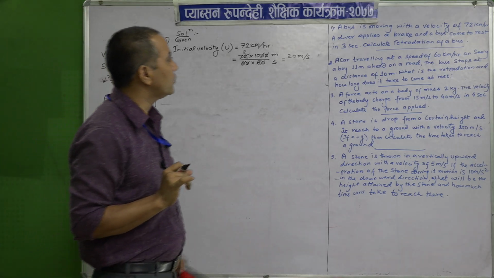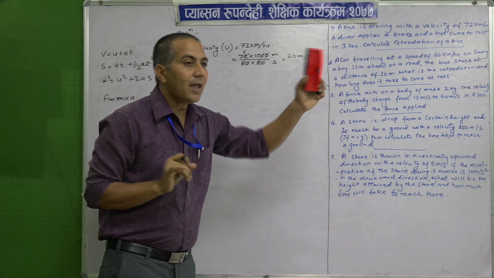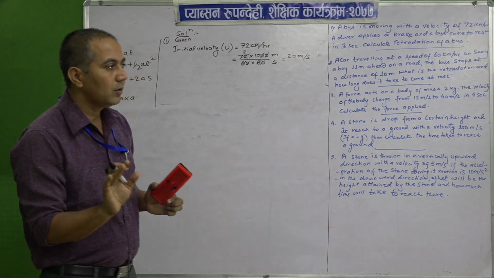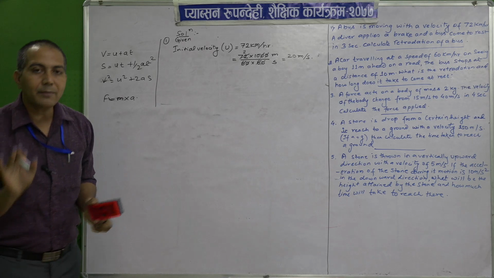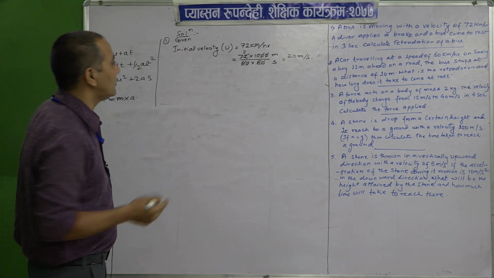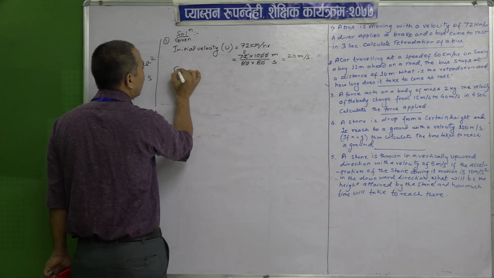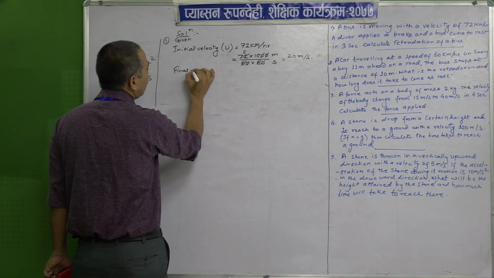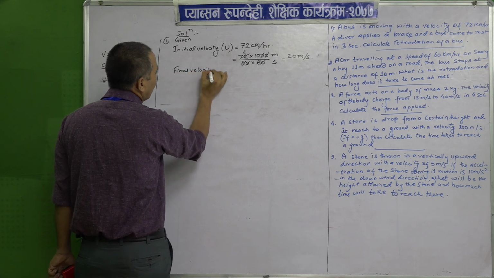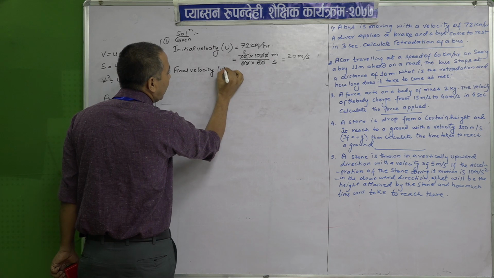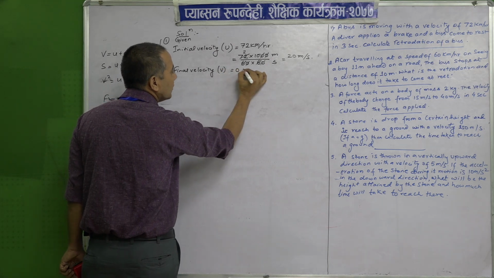Now comes the next one: the driver applies a brake. The driver applies a brake means what? The final velocity is 0. Final velocity v equals 0. Okay.